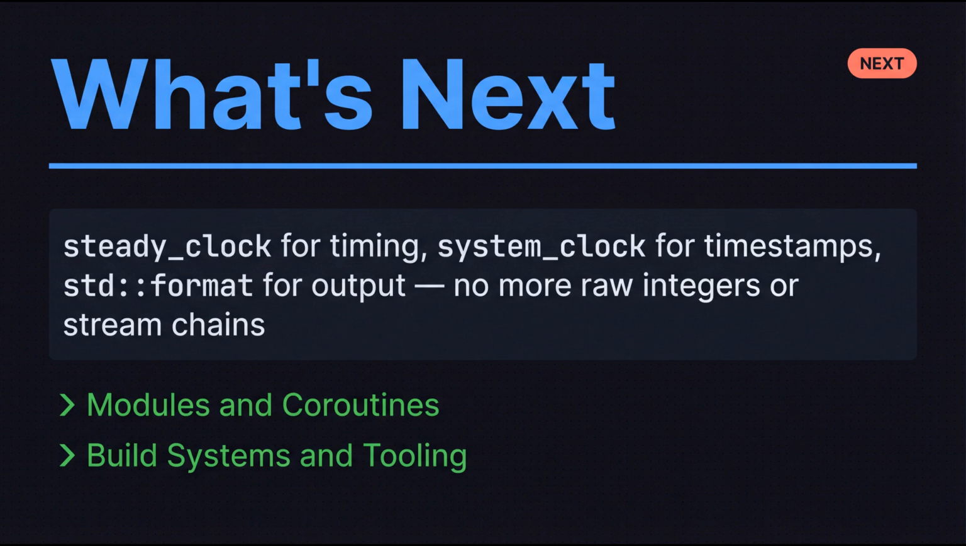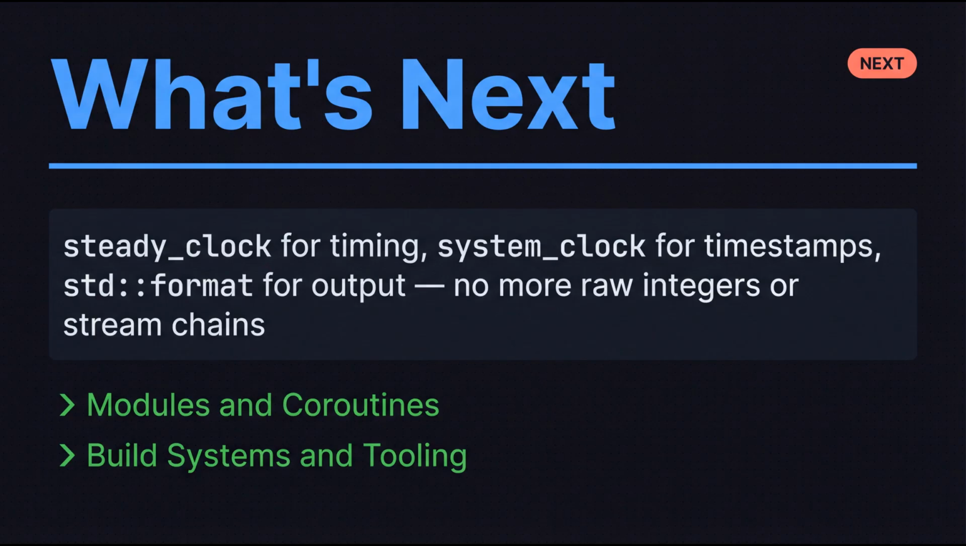Here's the key takeaway. Steady clock for timing. Monotonic, reliable, won't jump. System clock for timestamps. Calendar aware, human readable. std::format for output. Clean, type safe, scales better than stream chains. No more raw integers for durations. No more cout shift chains for formatting.